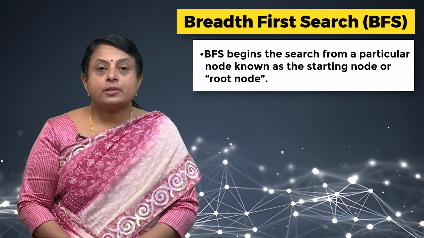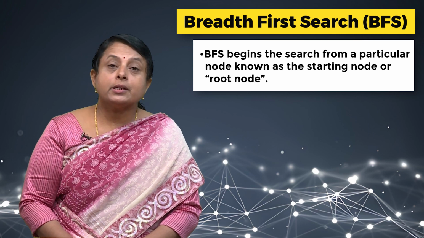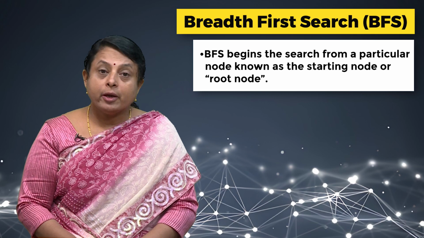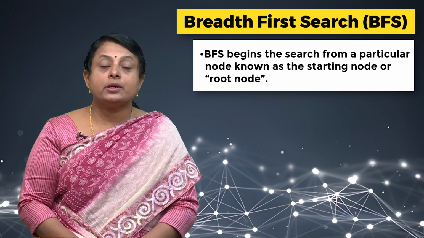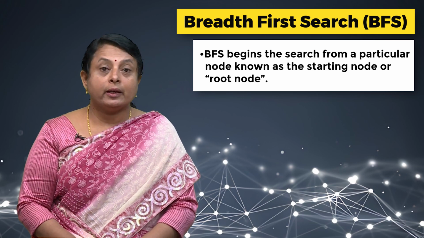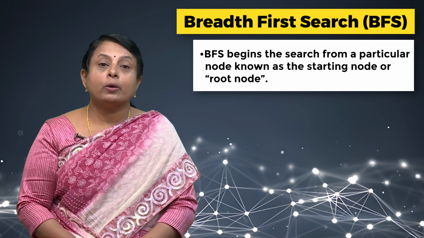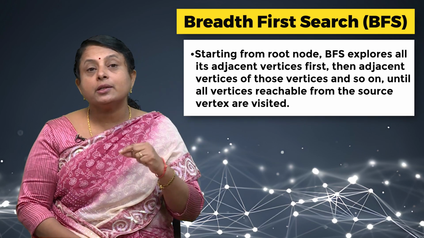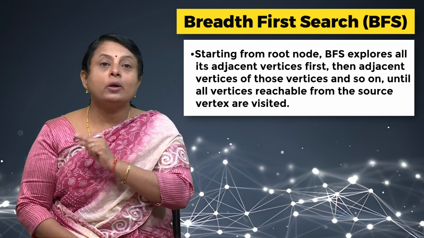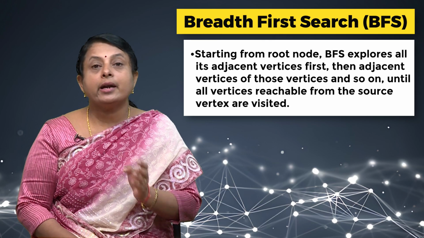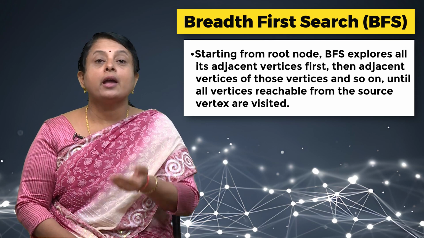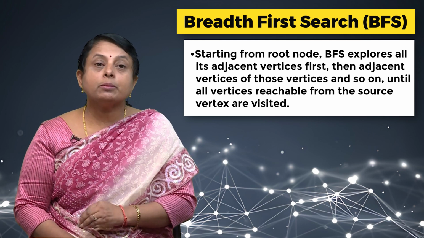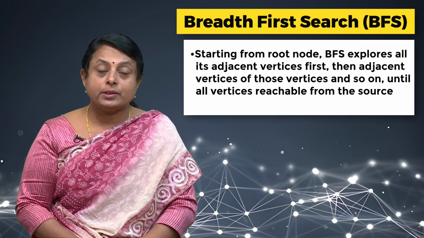BFS is a graph traversal algorithm that begins searching from a particular node as the starting node or root node. BFS explores all vertices of a graph at a given depth level before moving on to the next depth level. Starting from a given source vertex, BFS explores all its adjacent vertices, then adjacent vertices of these vertices and so on until all vertices reachable from the source vertex are visited.